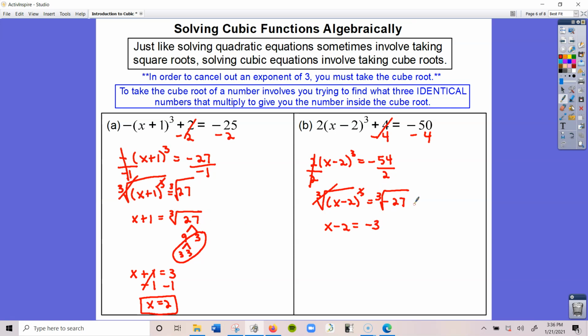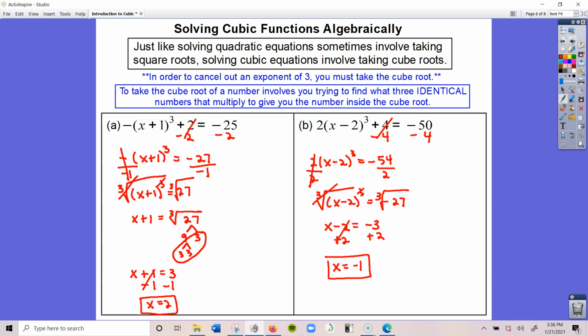So the cube root of −27 is −3, and that's because −3 times −3 is a positive 9, and then times that third −3 gives you that −27. So now our final step here would be to add the 2. So x would equal −1.